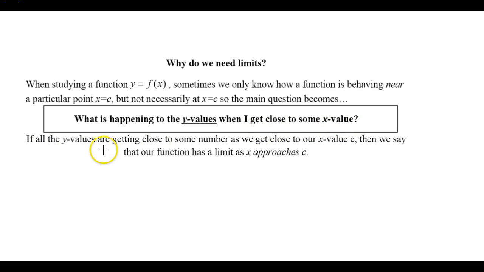If all the y values are getting close to some number as we get close to our x value c, then we say that our function has a limit as x approaches c. So we need limits because we may not always know exactly what's going on at a particular point, but we might know enough about what's going on around that point, and that will be able to tell us information about that particular function.